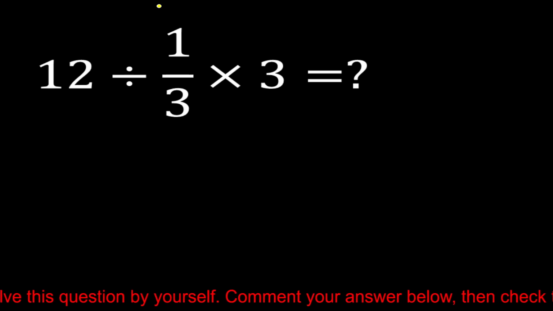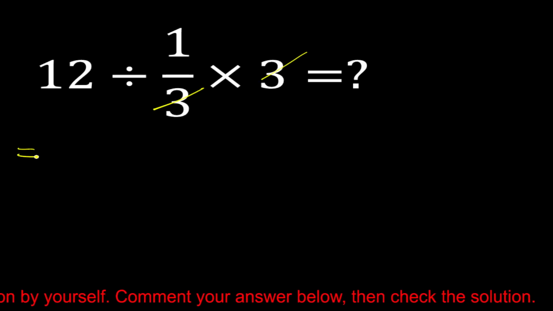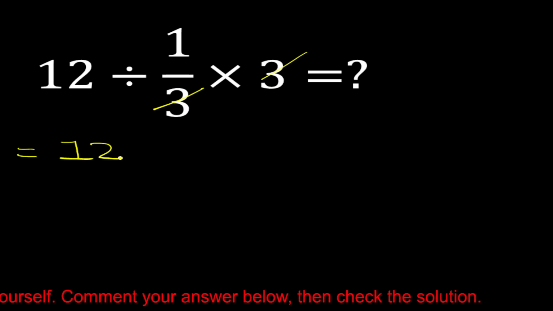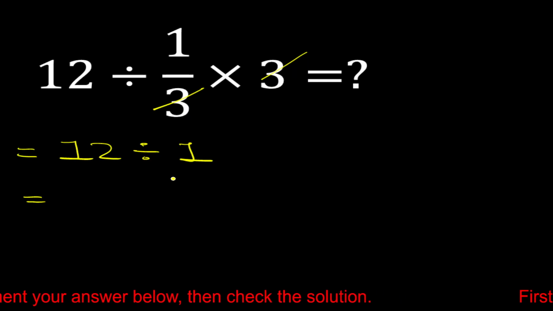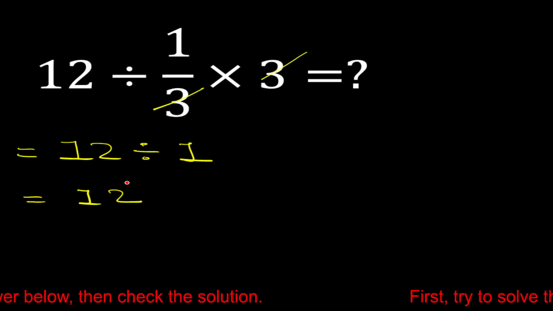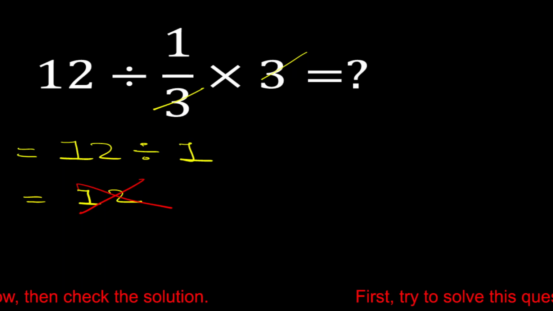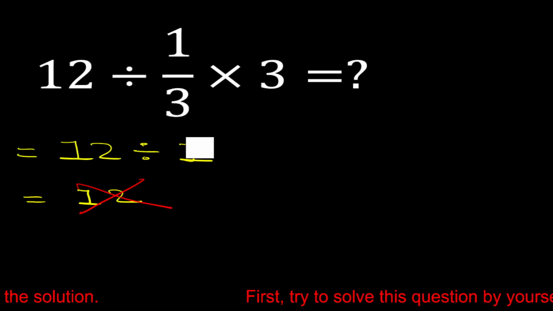So most people solve this question like cancel this 3 by using 3 is equal to 12 divided by 1. Okay, so now 12 divided by 1 is equal to 12. But this answer is not correct. This answer is completely wrong. So now let's solve this problem correctly by using the PEMDAS rule.